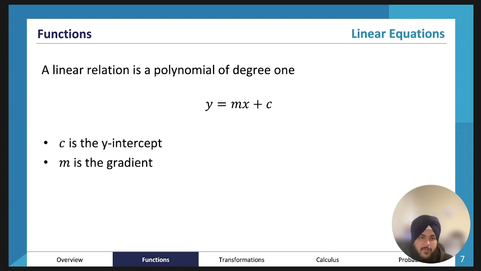As you might already know, linear equations are a polynomial of degree 1. So the x variable here will have a power of 1, which will be the highest degree in the linear equation. And this is the general equation that you will see: y equals mx plus c, where m is the gradient or the slope of the graph, which describes how steep a graph is, and c is the y-intercept. The y-intercept is essentially what the y value is when the x value is 0.